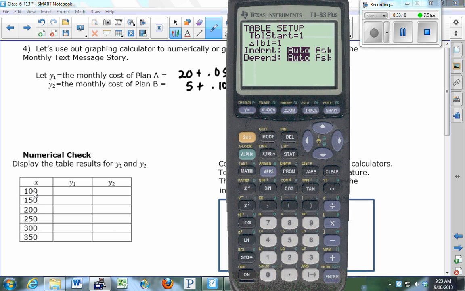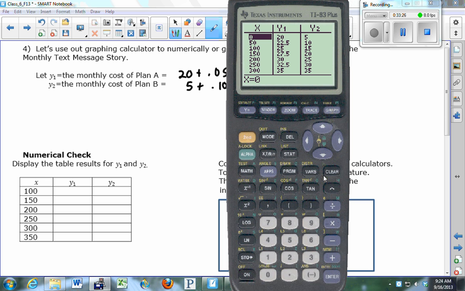We look over here at this table, and what are the increments? 50, right? So we can say 0, we're going to increment by 50 messages, and I want it to automatically calculate each of the costs. So I have auto turned on, and I hit second table. Okay, so I go down to my third one at 100 text messages. My first plan is more expensive than my second plan.